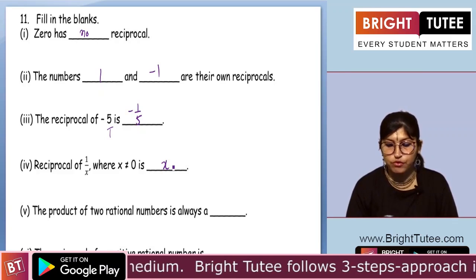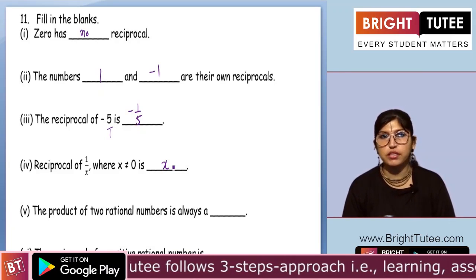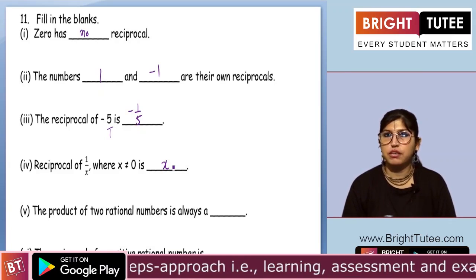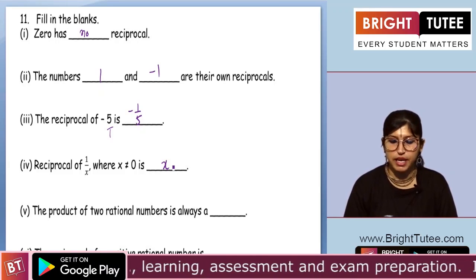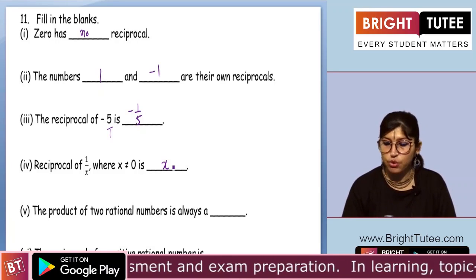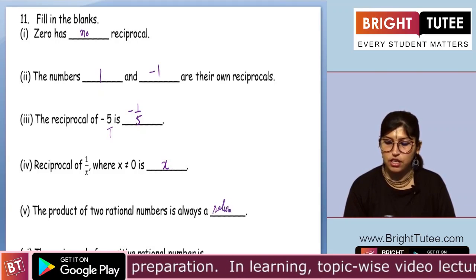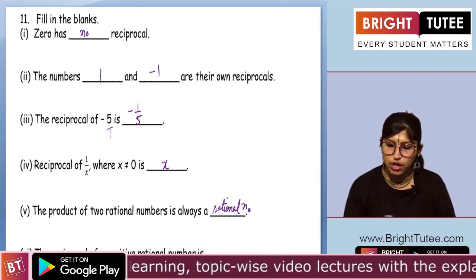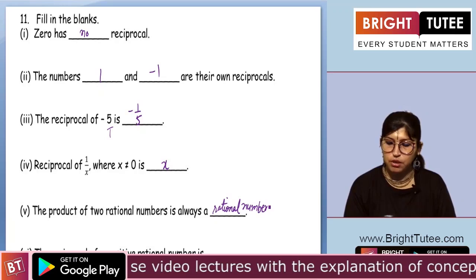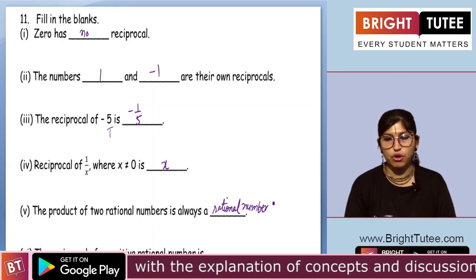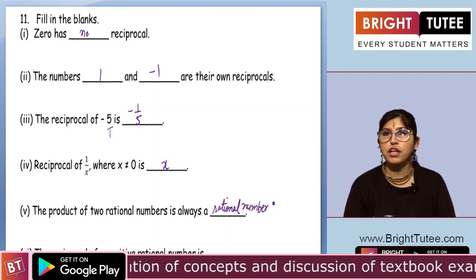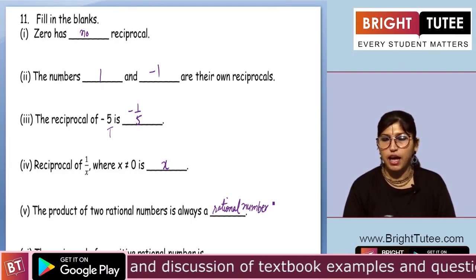Now the product of two rational numbers can be an integer or something, but yes, the product of two rational numbers is always a rational number. You can take any two rational numbers, multiply them, take their product, and you will always get a rational number as your final answer.